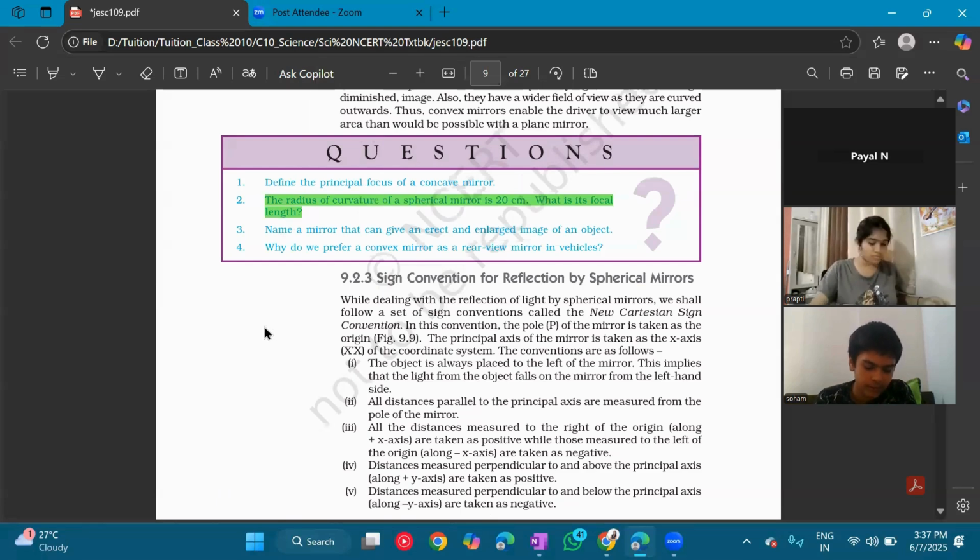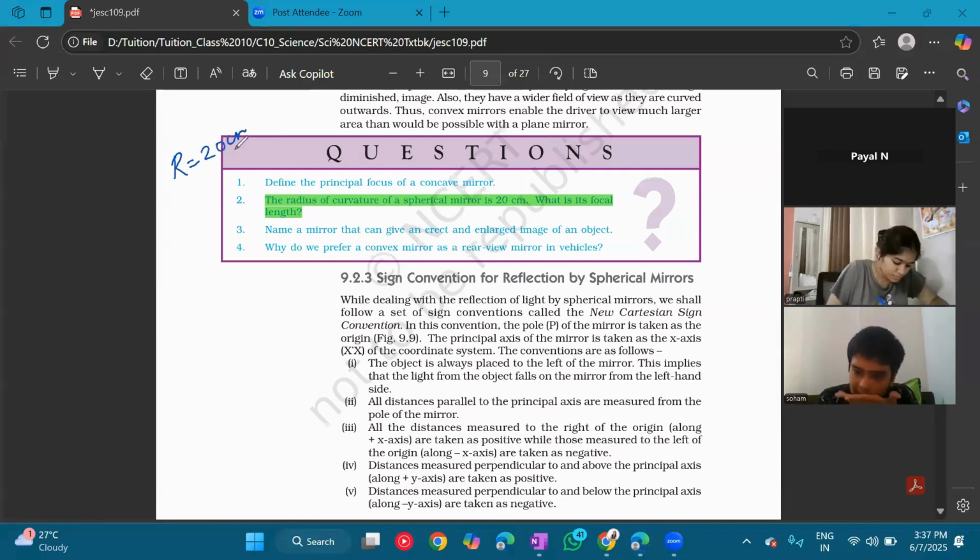The radius of the curvature of a spherical mirror. Can you see that question? The radius of the curvature of a spherical mirror is 20 centimeter. What is the focal length? So it's a very simple question. So I don't think I need to tell you how you have to solve it. The answer is already ready. Yes. What is given? Radius is given to you as 20 centimeter.